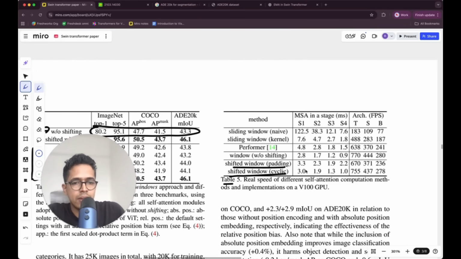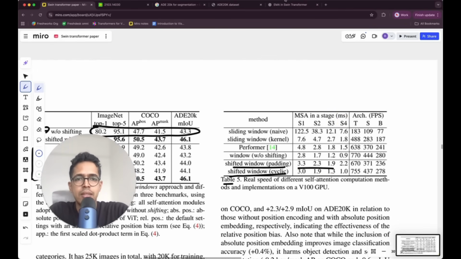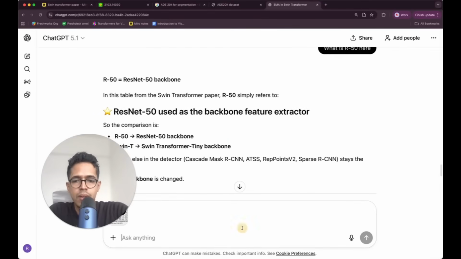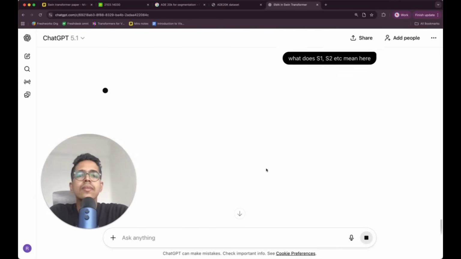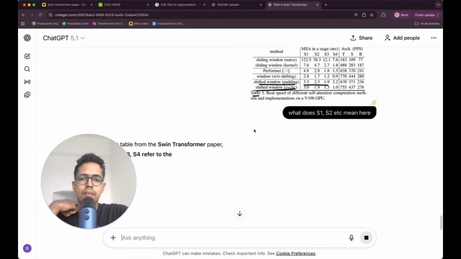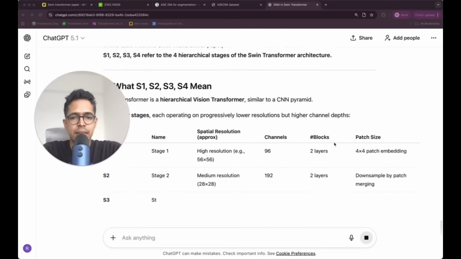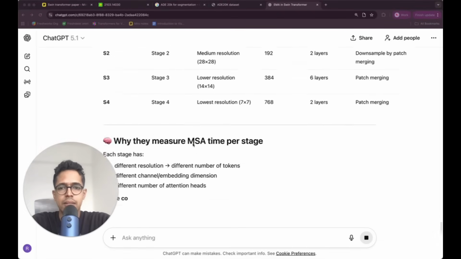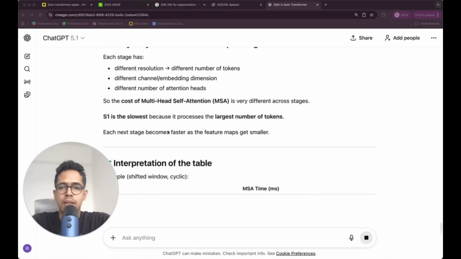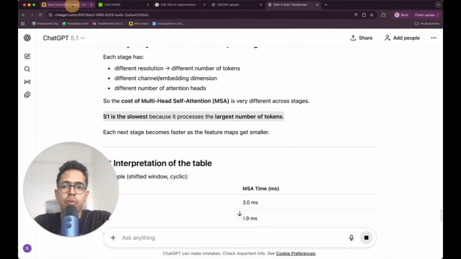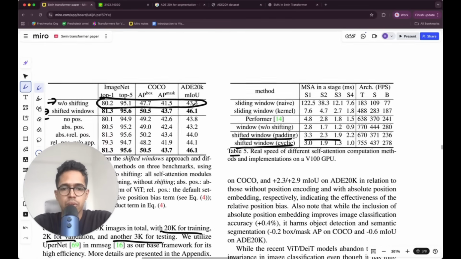You can see that the latency, I don't know what S1, S2, S3, S4 means. You can ask GPT. What does S1, S2, etc. mean here? Four hierarchical stages. Okay, stage 1, stage 2, the amount of latency in each stage, I guess, in milliseconds. Okay, I understand that. Slowest because it processes the largest number of tokens. Yeah, right, the number of tokens decreases as you go from one stage to the next. So this also we know.